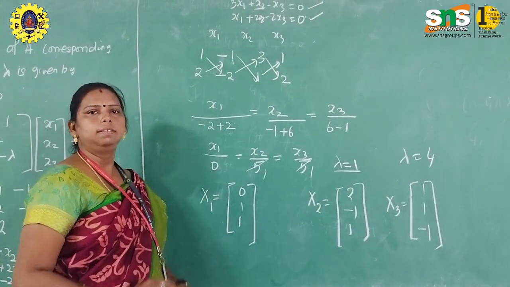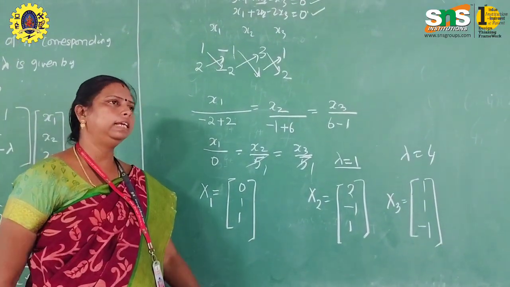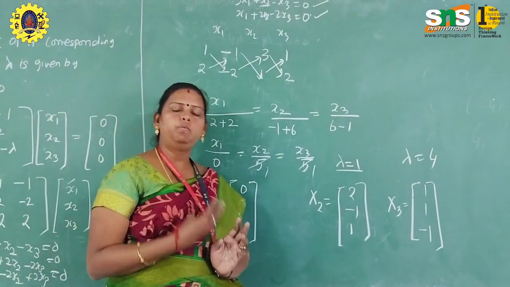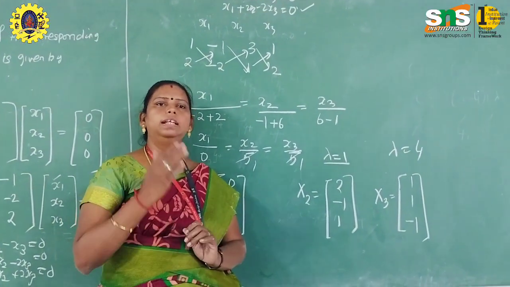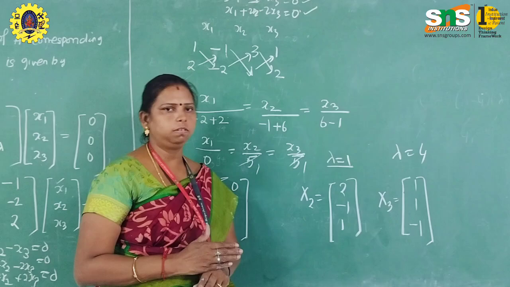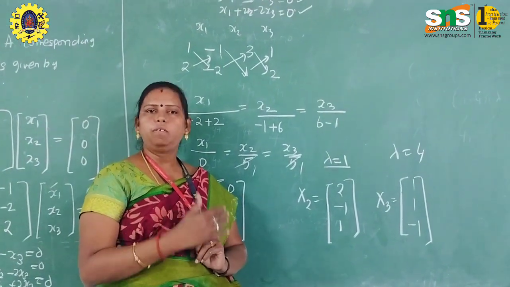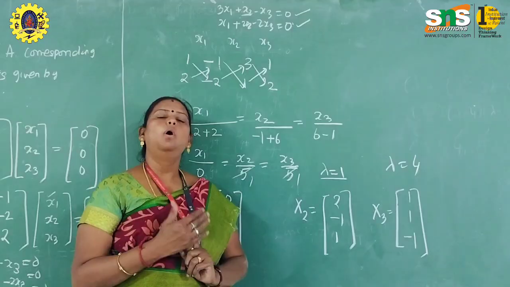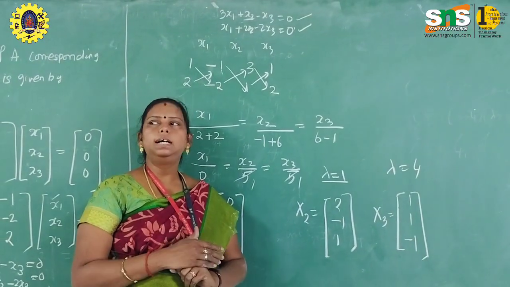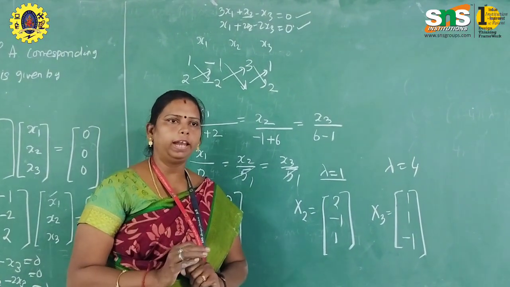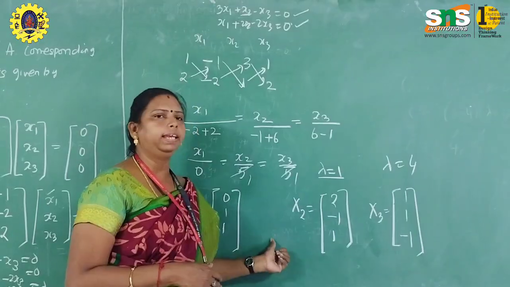So when a matrix is given, we first see the order of the matrix, and to find the eigenvalue and eigenvector, the first step is to find the characteristic equation. The second step is to find the eigenvalue. You can find it either by synthetic division or by factorization. And the third step, for each eigenvalue, you can find the corresponding eigenvectors.